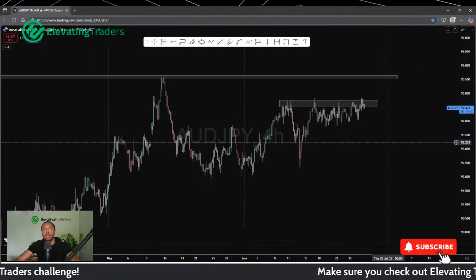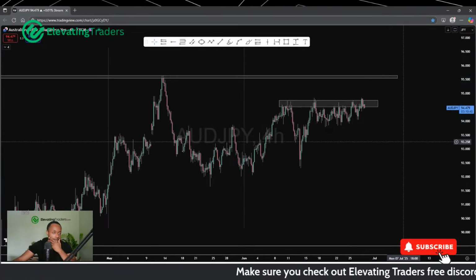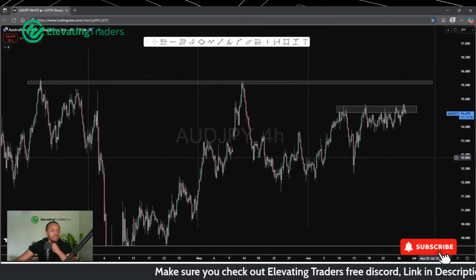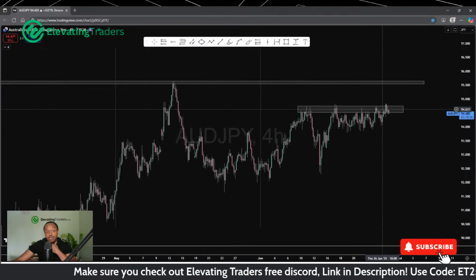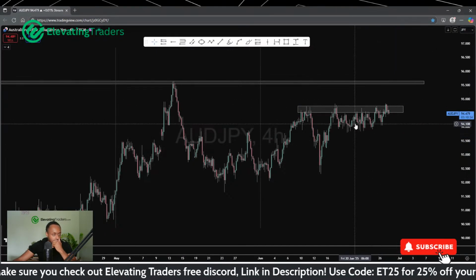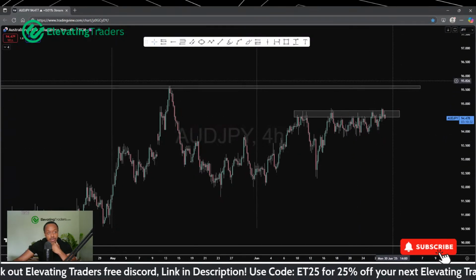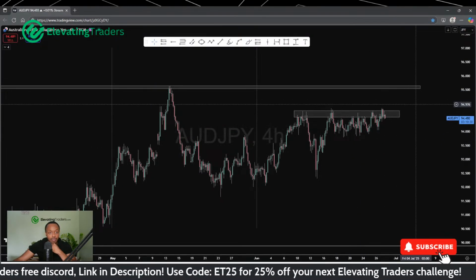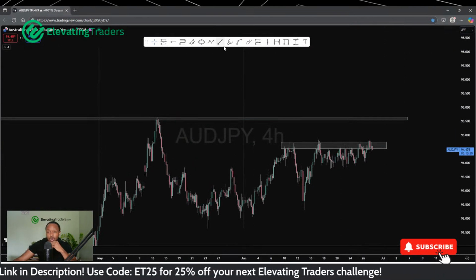But yes, at the moment, we're kind of stuck at resistance here. We're going to see what price can do at this level. I wouldn't really be looking to short, to be honest. The market's a bit too flat for my liking. Maybe I can contemplate some shorts at 95.5, but I think the bigger move is probably to the upside for Aussie yen.